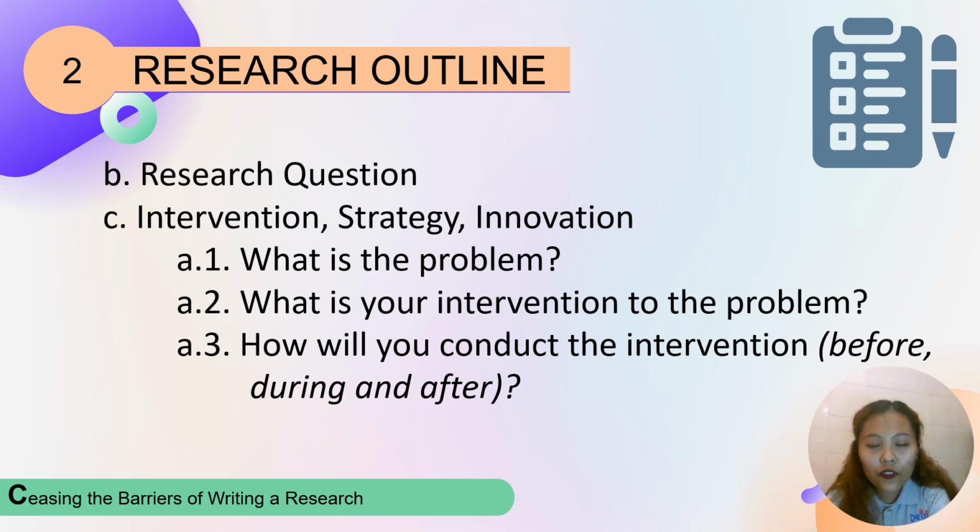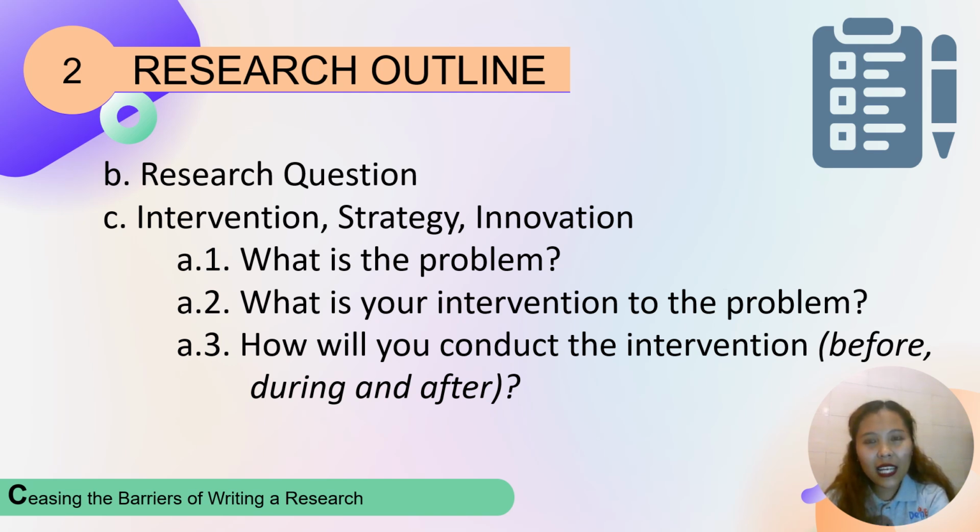In the first paragraph, you have to describe again the problem. You have to share your observations. You have to give data that serves as the basis that there is really a problem in your classroom or in your school. In the second paragraph, you have to discuss what your intervention to the problem is. You're going to share the strategy that you use to address the problem. And then in paragraph 3, how will you conduct the intervention? You will tell the process or the steps before, during, and after. How are you going to implement your intervention before, during, and after?